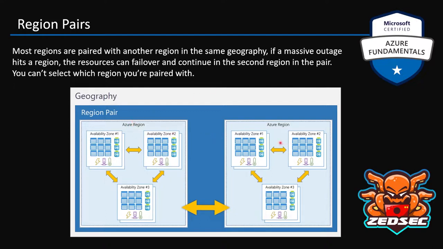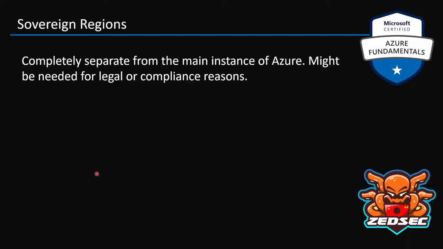Like I said, you cannot select which region you're paired with. A sovereign region is completely separate from the main instance of Azure. It might be needed for legal or compliance reasons. I know US government officials have this, and I'm not actually sure where else has this. I think maybe China does, but I could be making that up.